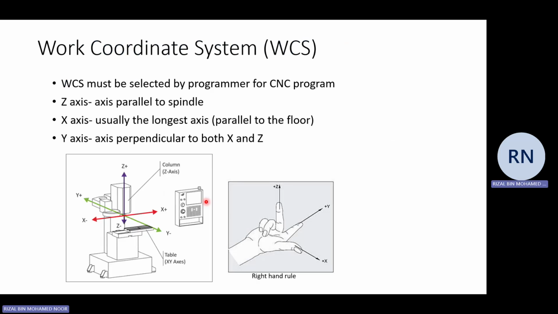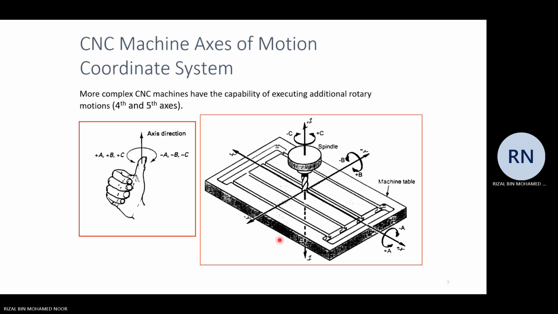To make a program, we need to understand the work coordinate system, or WCS, in your machine. So we need to be clear on this. So where exactly are X, Y, and Z? X will be left to right, Y will be front and back, and Z will follow your spindle direction. We can also use the right hand rule to determine those axes.